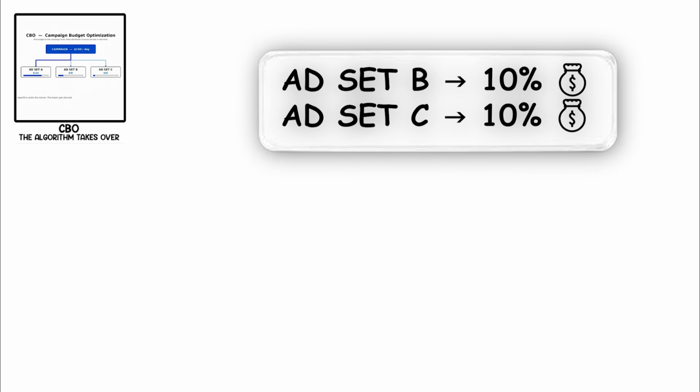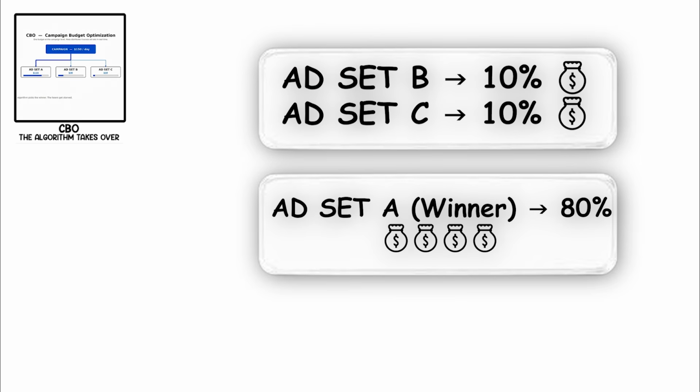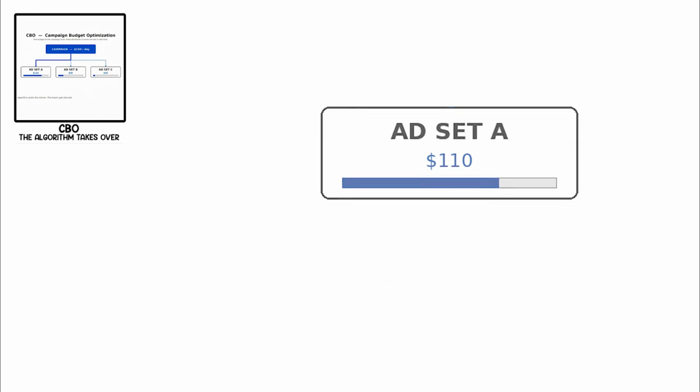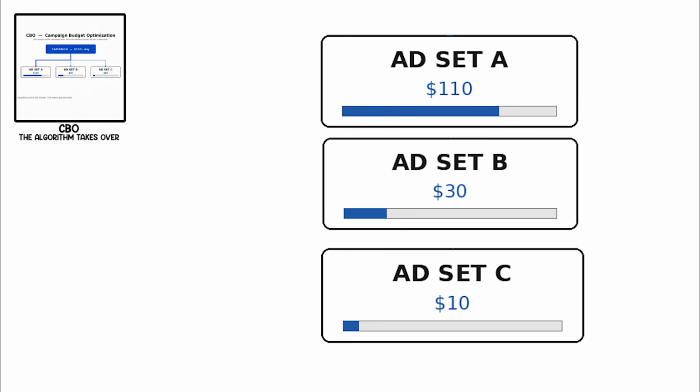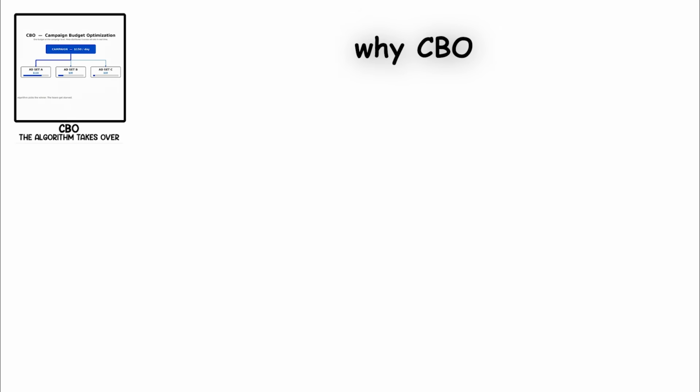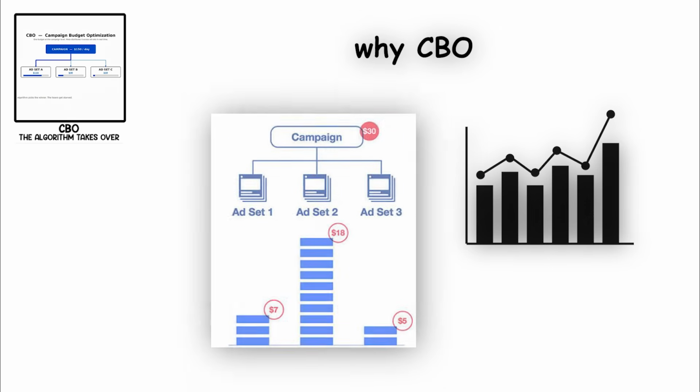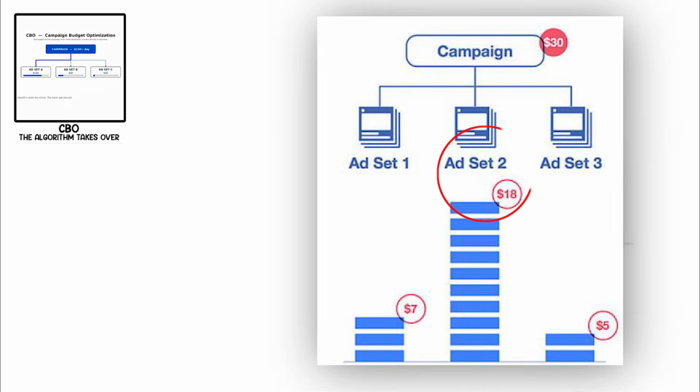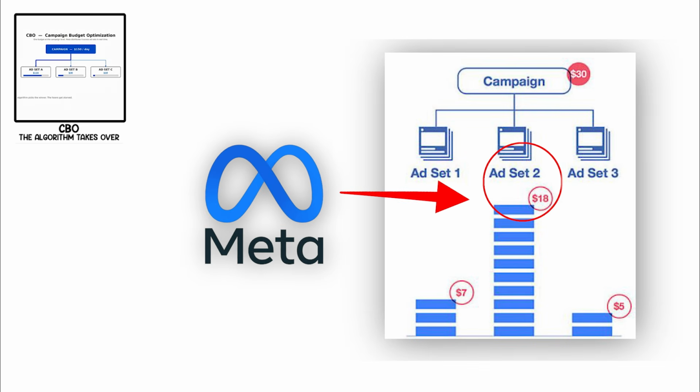And here's the wild part. Studies show that in a typical CBO campaign, 20% of your ad sets eat 80% of the budget. That's by design. CBO isn't trying to test fairly, it's trying to win. Which is why CBO is incredible for scaling and brutal for testing. If you've already got proven winners and you want Meta to push spend toward whatever's hottest, CBO does that better than you ever could manually.